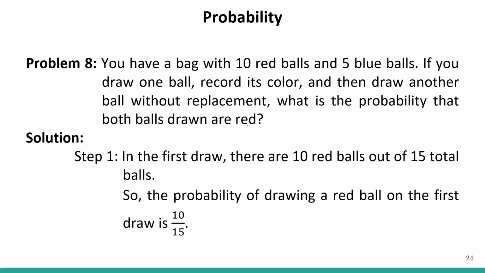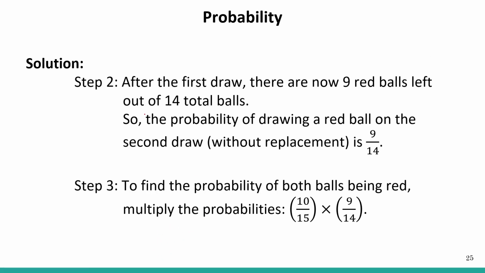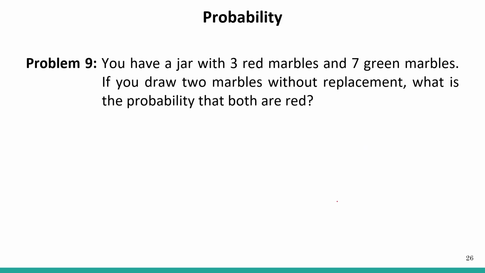So in the first draw, there are 10 red balls, and the total is 15 balls. So the probability of drawing a red ball is equal to what? 10 by 15, right? Because the number of favorable outcomes is 10 and the total number of outcomes is 15. After the first draw, there are 9 red balls now, and 14 as the total number of balls. So the probability of drawing a red ball on the second draw without replacement is this one. Okay, so to find the probability of both the balls being red, we multiply the probabilities, that is equal to 10 by 15 into 9 by 14.